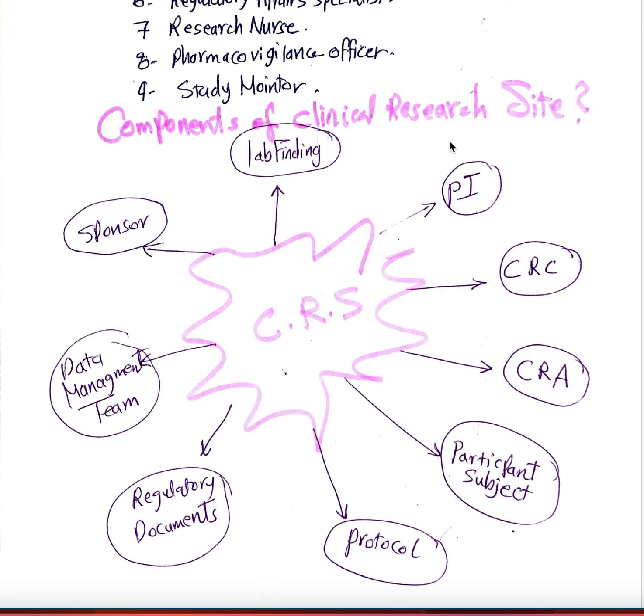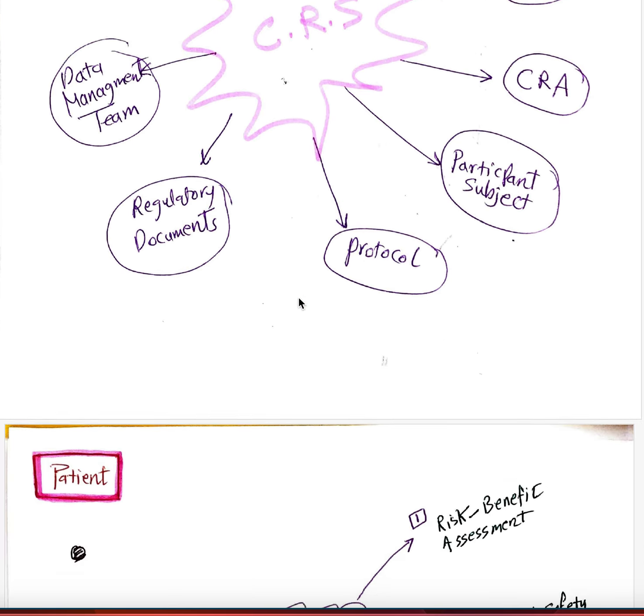So the investigator, the sponsors, the subject, the protocol, the regulatory documents. I think these are the principles that we should know, and then we have to know the clinical research coordinator, clinical research associate, data management team, and finally the lab findings.